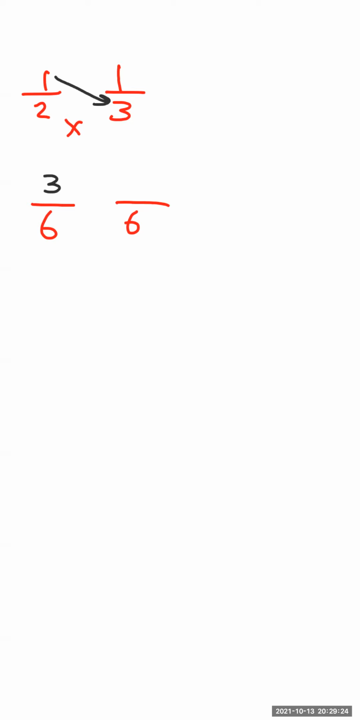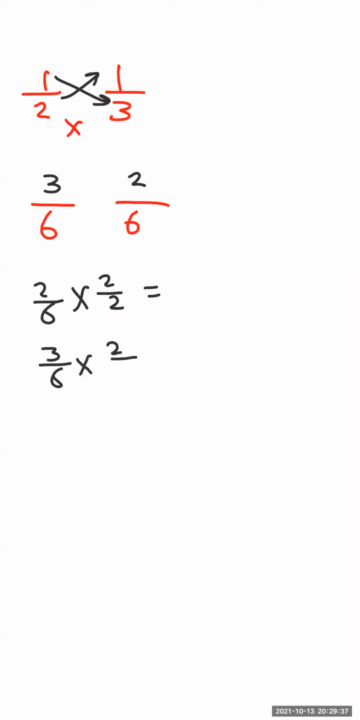If I want to get 5 numbers between 1 over 2 and 1 over 3, the denominator here will be 6, which is 2 times 3. The numerator first will be 3, second will be 2. Actually, now there are no numbers between these two numbers. If I multiply by 2 over 2, 2 over 6 times 2 over 2 equals 4 over 12, and 3 over 6 times 2 over 2 equals 6 over 12. Only one number, 5 over 12.